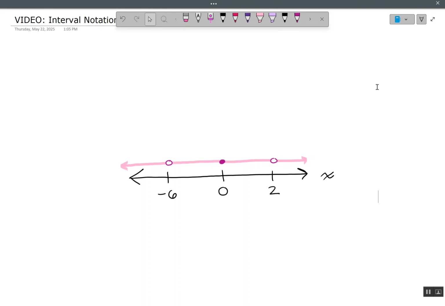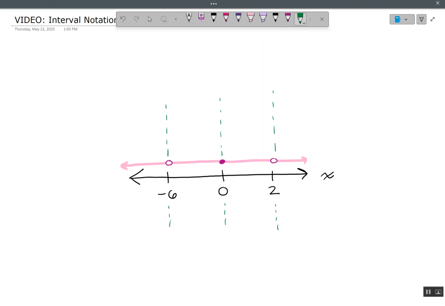Let's practice interval notation. So I'm looking at, in black, a number line, and in pink, I'm describing a set of numbers. So I want to be able to write down some notation that explains more clearly what those numbers are. So let's break this whole number line into pieces. Okay, so let's do this piece on the left.